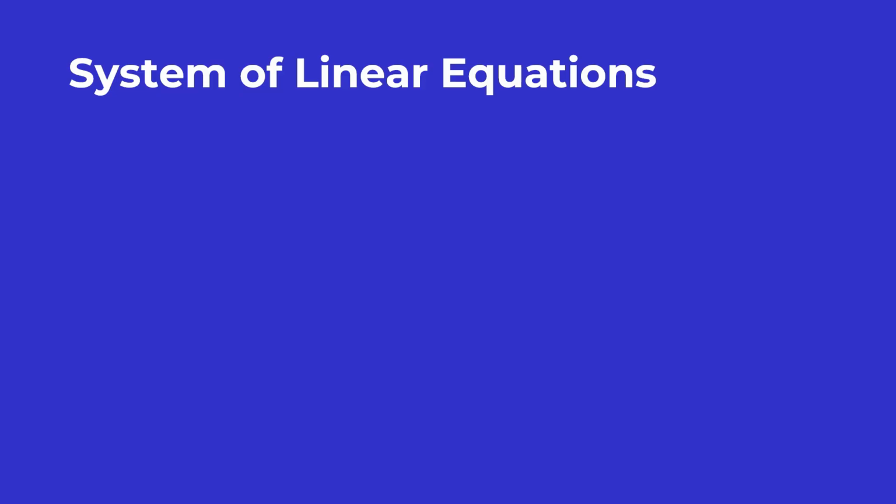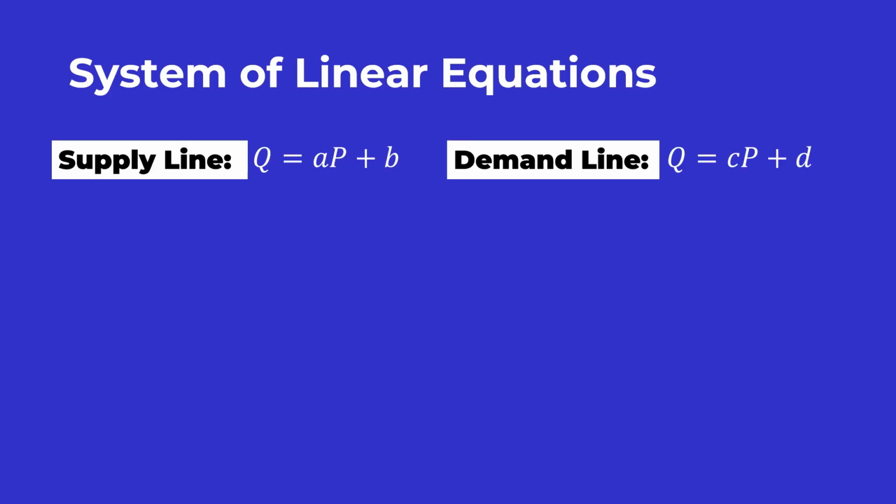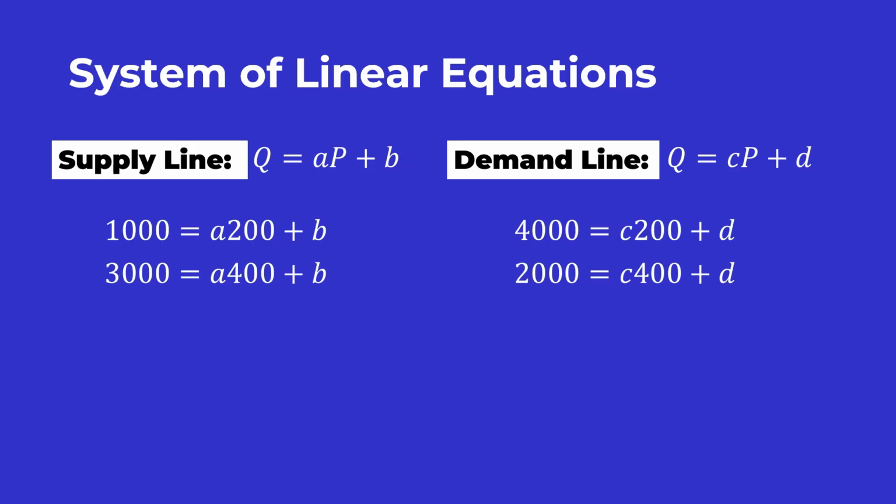Now let's see how we can solve this algebraically, that is using equations. We have two equations, one for the supply line and the other for the demand line. Here we have two unknowns, quantity and price, but first we need to solve for the unknowns A, B, C and D in both these equations. We plug in the provided numbers and get these two systems of linear equations. In each system we have two equations and two unknowns. We can solve this easily either by simple algebraic operations or we can use Gauss elimination or Gauss-Jordan elimination method.